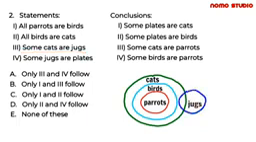And lastly, we have some jugs are plates. So this is like this one. Jugs and plates also intersect, since some of the jugs are plates. Using this figure, we will analyze if the conclusions follow all the given statements.